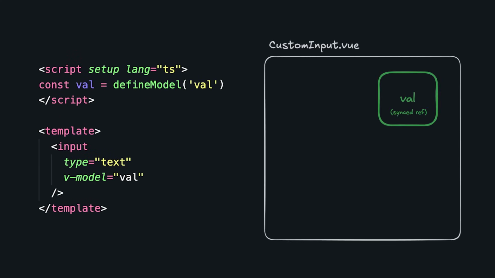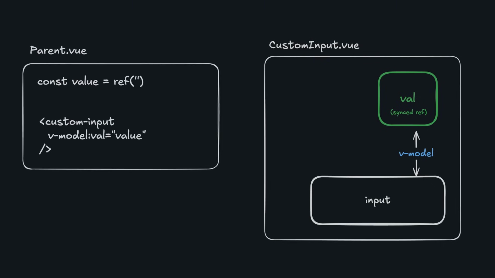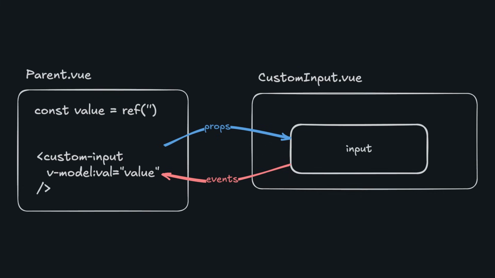DefineModel here returns a ref, that ref is synced with our input, and this ref is also in sync with our prop. It uses a watch effect to update whenever our prop changes, and whenever we set this ref with .value, for example, it emits the update event. And this sounds the same as what we had before defineModel. We're using props as our value and emitting update events to change it.